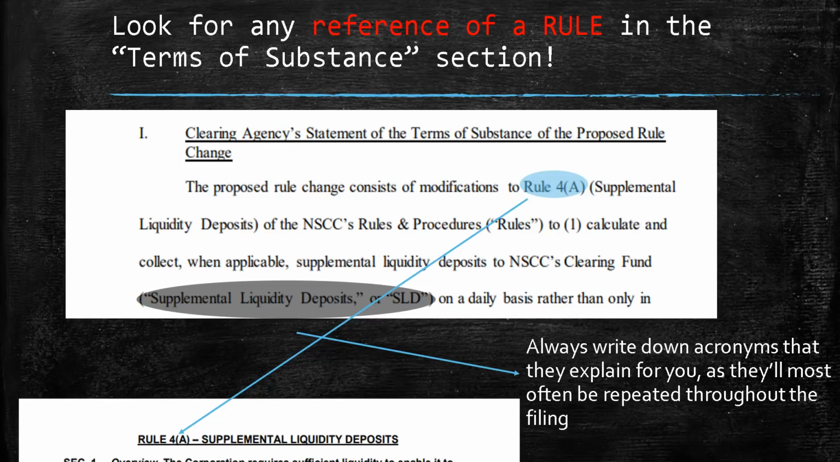Luckily, in this one they actually go out and tell you what it is right off the bat. So you can see here Rule 4A, supplemental liquidity deposits, and then I looked it up to make sure that that's exactly what it is. Rule 4A, supplemental liquidity deposits. And it also is nice enough to let you know that SLD, which they reference many, many times in the filing after this point, means supplemental liquidity deposits. They let you know up front. Oftentimes they don't do that. You have to go and look for it yourself.